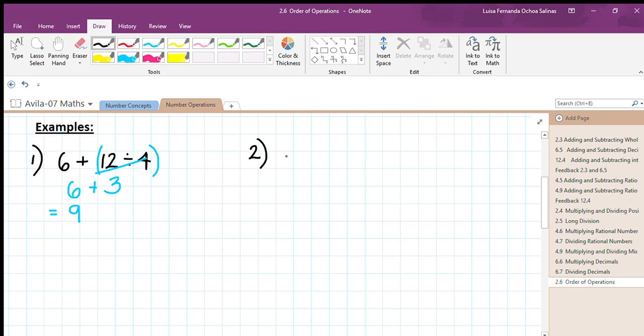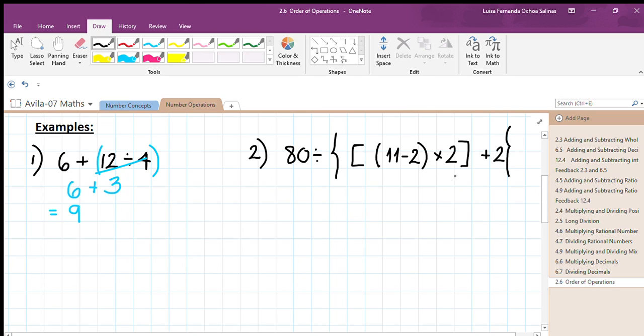I'm doing 80 divided by, and then we have this type of bracket here, and then I have a square bracket inside, and then our normal round brackets, and I say 11 take away 2, I close that bracket, and then I say times 2, and then I close the square bracket, and then I do plus 2, and then I close the big bracket. Okay, why is this useful? Because it becomes very clear which bracket is related to which one.